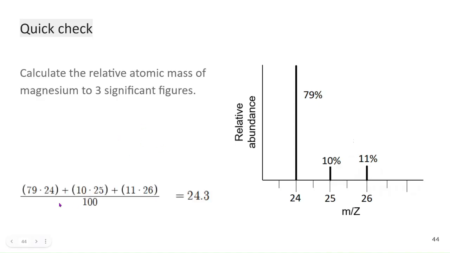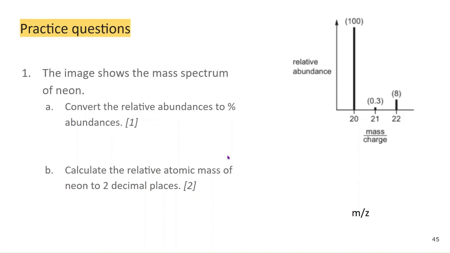Okay, so same math, right? Just another practice problem. 79% times 24, that's magnesium 24, plus 10% times magnesium 25, plus 11% times magnesium 26, divided by 100, we get 24.3 as the relative atomic mass of magnesium. So let's move on to something a little bit more difficult. So I want you to calculate, or I guess convert the relative abundances now to percent abundances.